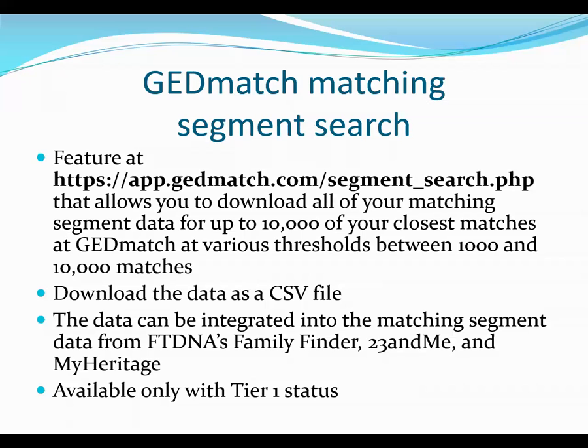You can also look for matching segments. I really like this feature because this allows you to download all the matching segment data for 10,000 of your closest matches. That's a lot of people to correspond with, and you'll probably not be able to get through all 10,000 of those people in terms of collaborating or communicating with them, but I want you to know that you can get this information, and this is through the segment search option, which is available only on Tier 1. I'd encourage you to download it as a CSV file, then you can save it and integrate it into the matching segment data from other companies such as Family Finder, 23andMe, and MyHeritage that do provide matching segment data.